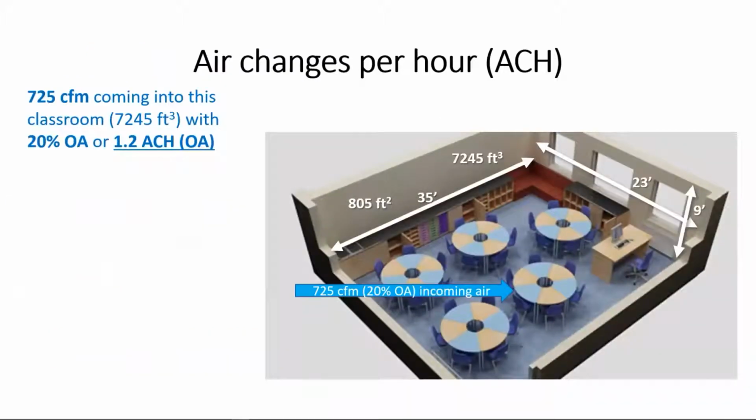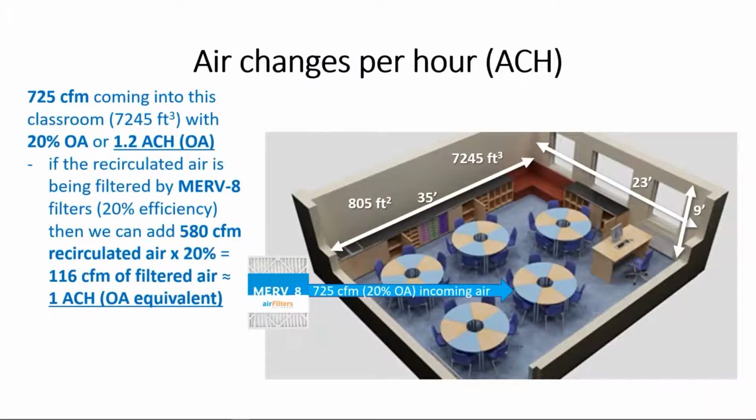Okay, so here we have the air changes per hour again, and we're going to put a MERV 8 filter in and see what that does. Without any filter, we had 1.2 outdoor air changes at 20% outdoor air. But when we put in a MERV 8 filter, that's equivalent to another air change per hour. So now we have 2.2 equivalent air changes per hour.